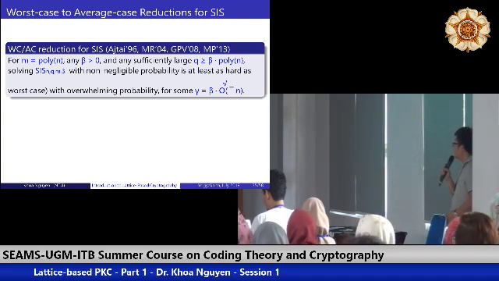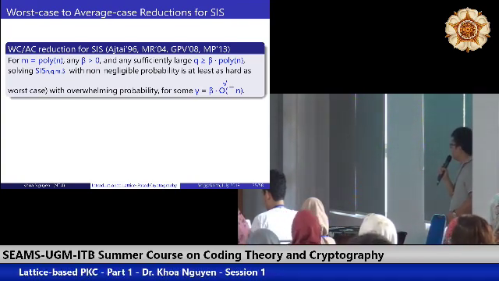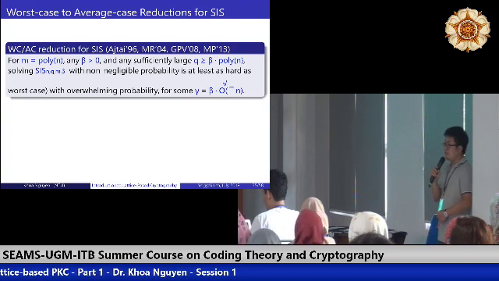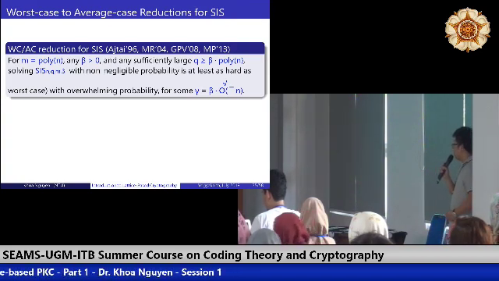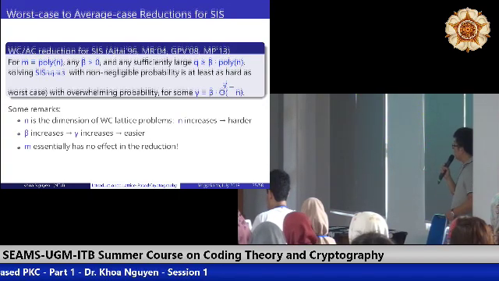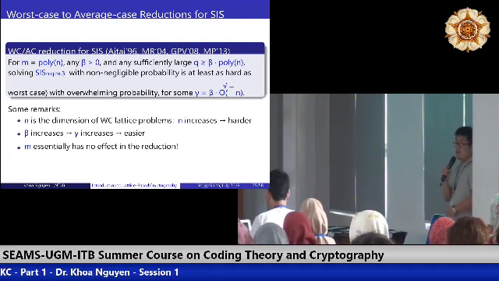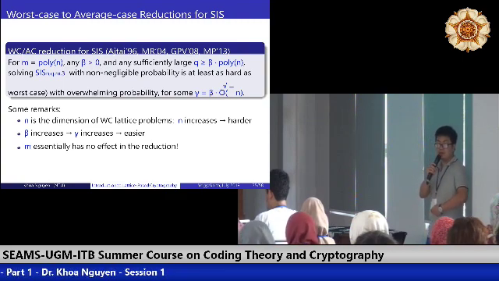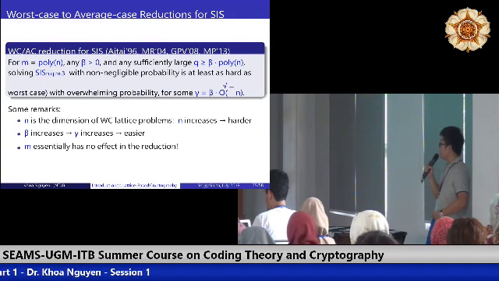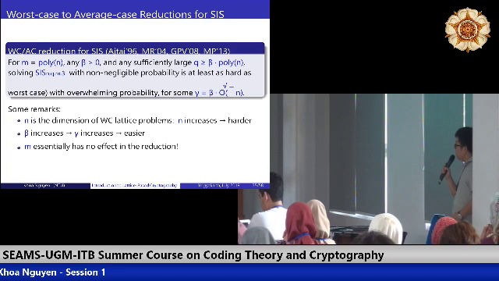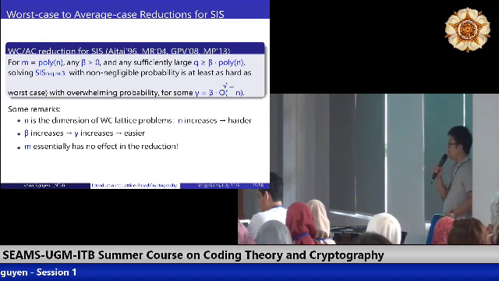Here are some remarks on the theorem. n is the dimension of the worst-case lattice problem. So if n increases, then the problem becomes harder, as we observed in the previous slide. And if beta increases, you can see that gamma also increases. Then the problem becomes easier, because as gamma increases the lattice problem becomes easier, and because we have the reduction from SIS to the lattice problem, the problem also becomes easier. And for parameter m, if it is large enough, then it essentially has no effect on the reduction. That is one observation.